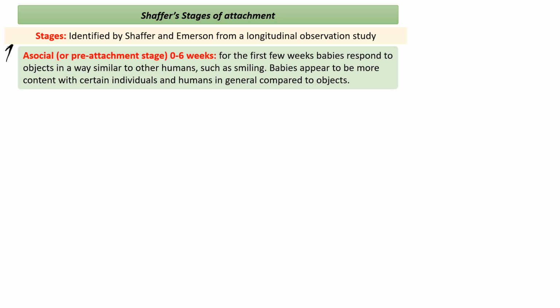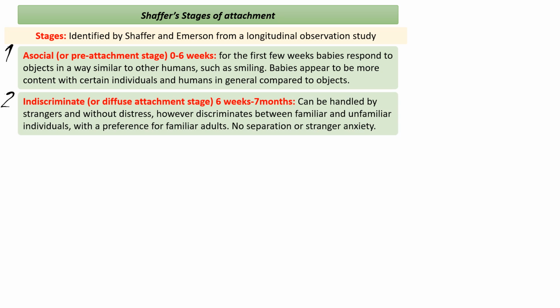This is also known as the pre-attachment stage, and it starts from birth to about 6 weeks. Now for the first few weeks, baby responds to humans in a way similar to how they respond to objects, and they'll just generally smile at them. Now babies do seem to be more content with certain individuals, but there certainly doesn't seem to be an actual attachment at this point.